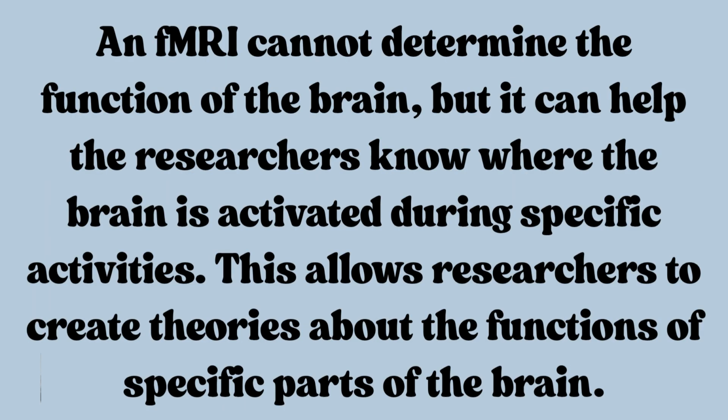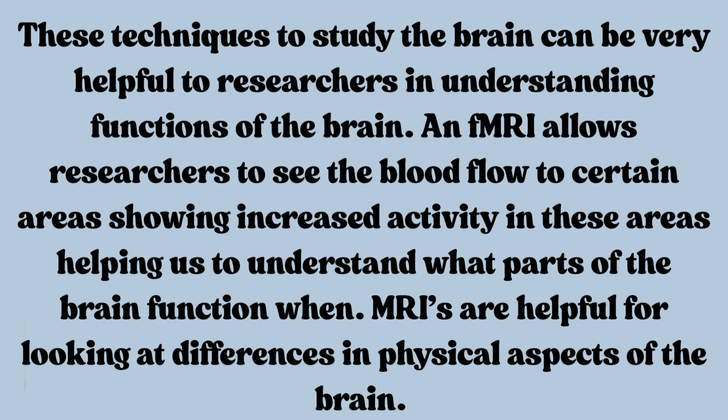Now I have written the introduction and two supporting studies. One is for MRI, the other is for fMRI. Now the main thing is evaluating both. So I'm going to write the strengths and the weaknesses, which are very important. The next paragraph goes like this: these techniques to study the brain can be very helpful to researchers in understanding functions of the brain. An fMRI allows researchers to see the blood flow to certain areas, showing increased activity in these areas, helping us to understand what parts of the brain function when.